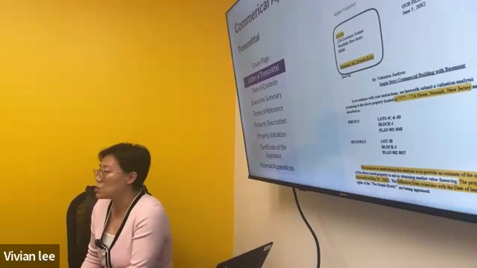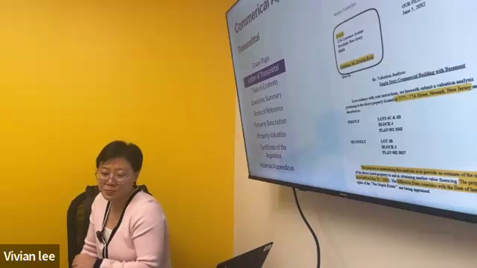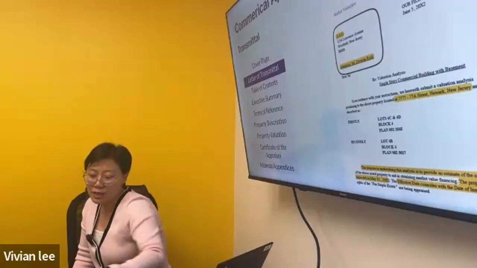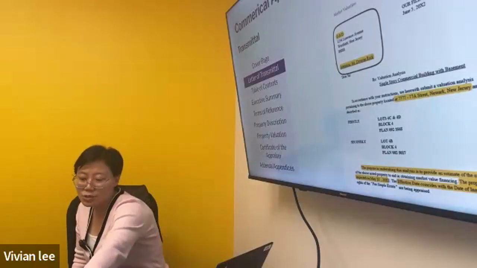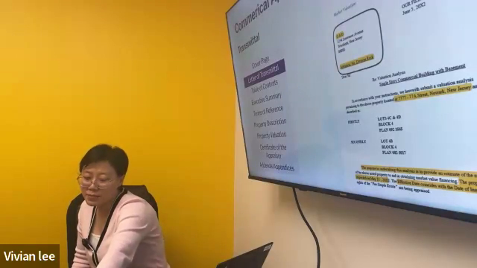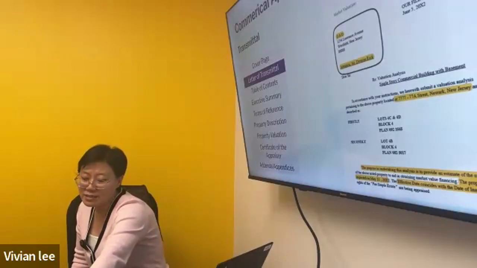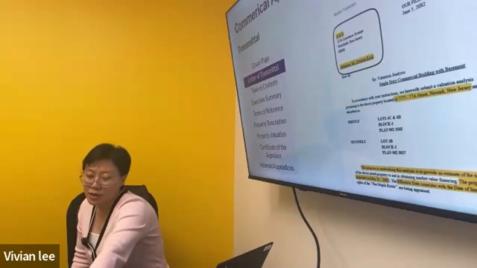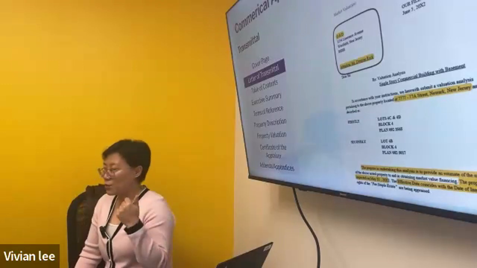But the bank typically will reach out and ask for transmittal letters. And here it also outlines a couple pieces of information. It tells you when the property was inspected and the effective date. The effective date coincides with the date of inspection, which is May 31st.